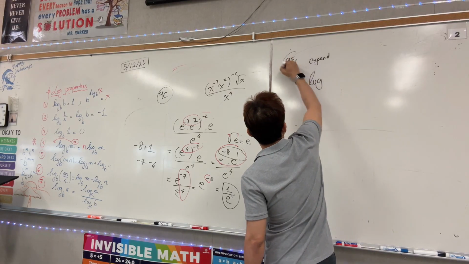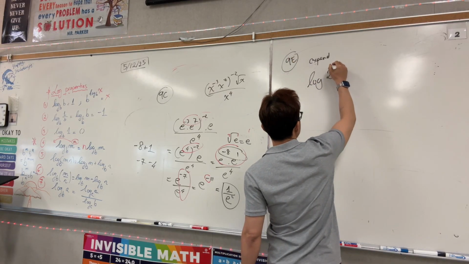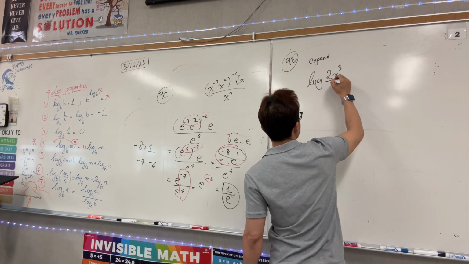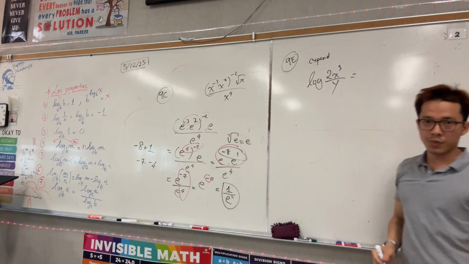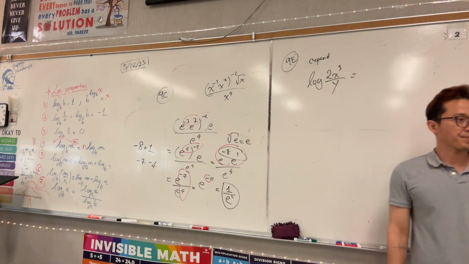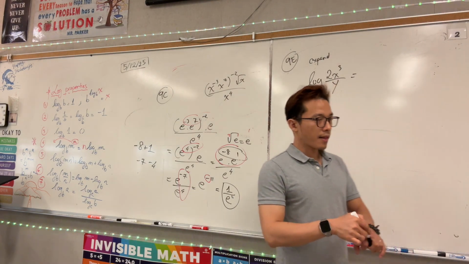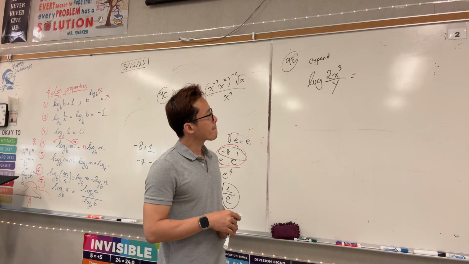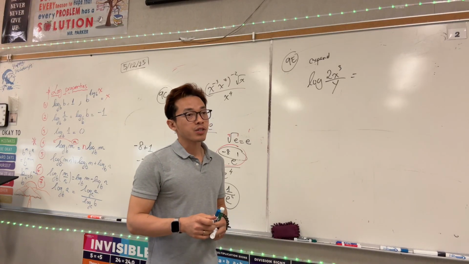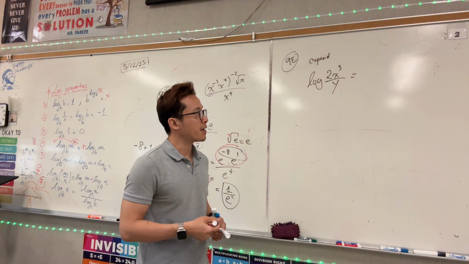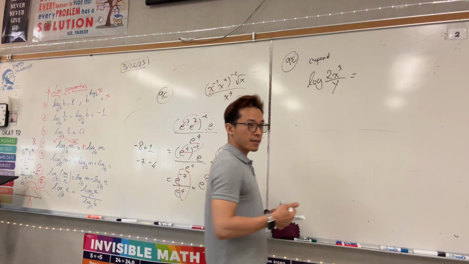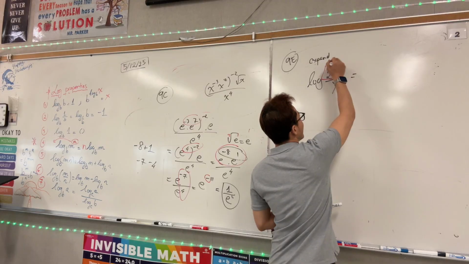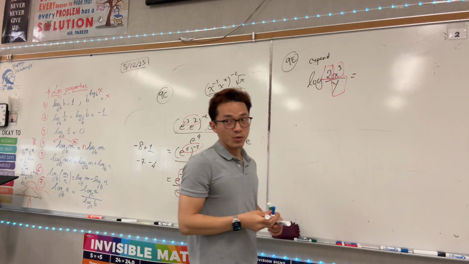If you have something like this, how do you expand it? You break it down. So you put 2x, and 2x would turn into... So ask yourself first, how many terms do you see here? 3. See that this is 3 terms, right? 3 terms.